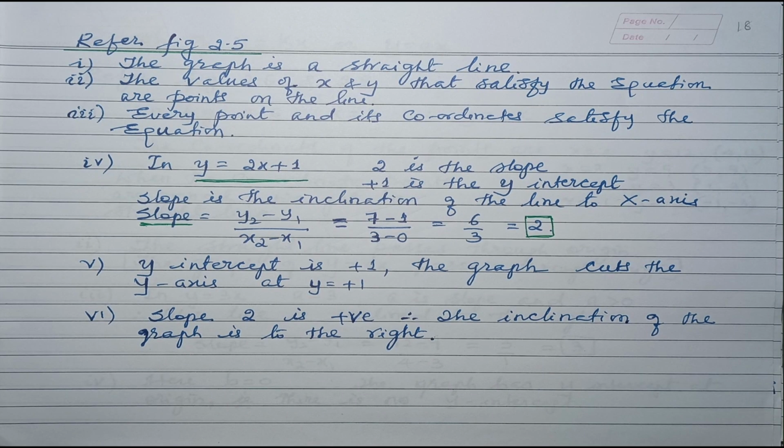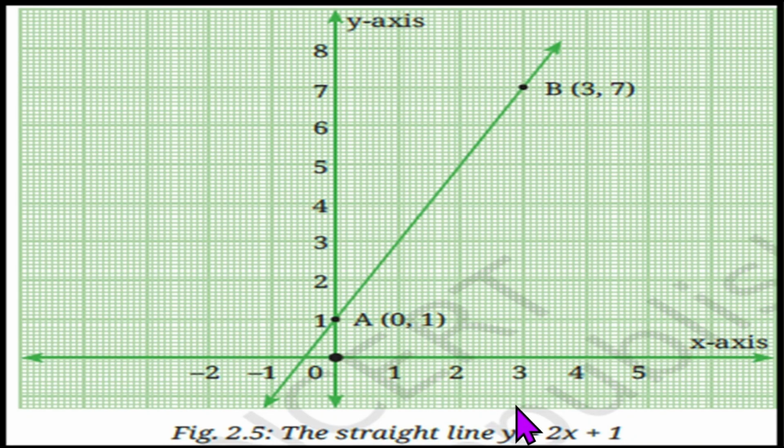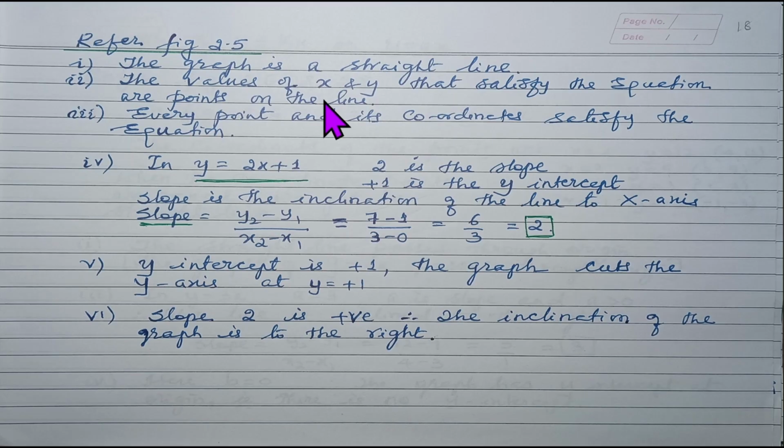Now further, I have just explained here whatever I have just told you. The graph is a straight line that we have seen. The values of x and y that satisfy the equation are points on the line. Now what does this mean? That means we have an equation, and the values of x and y which satisfy the equation are the points on this line, or any point on this line can satisfy the equation. So every point and its coordinates satisfy the equation.